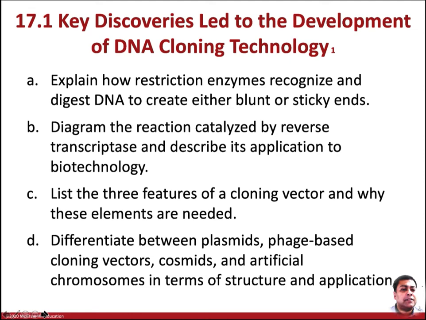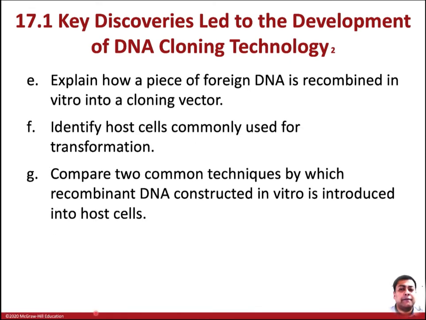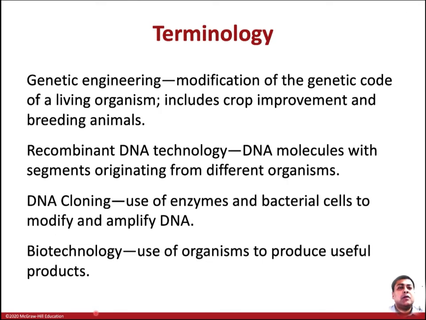So let's first look at some of the basic definitions. Genetic engineering is a modification of the genetic code of a living organism, including crop improvement and breeding in animals. What exactly do we mean by changing the genetic code of an organism? If you look at the very beginning of your chapter in the book, just for your interest, there is a spider silk that has been modified by taking sequences from two different organisms, and a chimeric silk from the spider has been made for many different purposes.